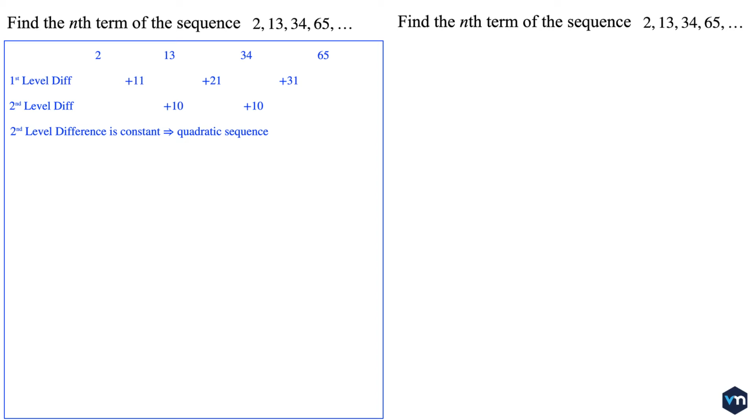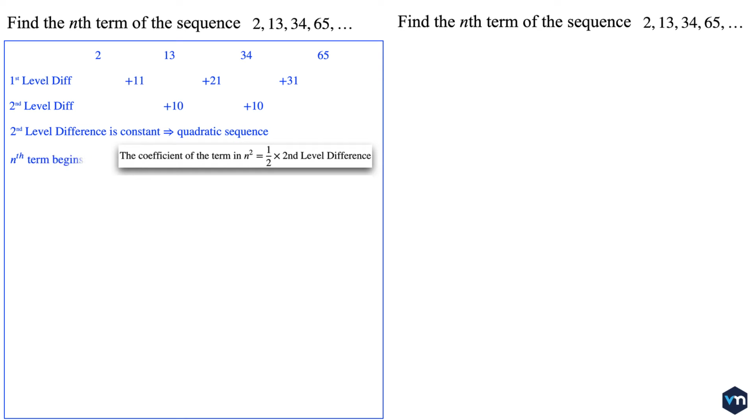And since the coefficient of the term in n squared is always equal to half of the second level difference, the nth term formula begins 5n squared. Now if we look at the original sequence and identify the term numbers in red, and below it the 5n squared sequence, 5, 20, 45 and 80, we can then subtract one from the other.